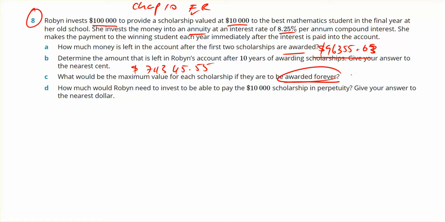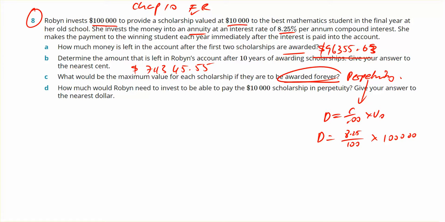What would be the maximum value of each scholarship if they were to be awarded forever? Okay, so awarded forever means perpetuity. It means that the principal always stays the same, but we want to award the same amount every year. It's not $10,000. So for perpetuity, you look at your formula sheet: D equals R on 100 times V0. We want to work out our D value. My R is 8.25. It's per year, so I don't need to divide by anything. Divided by 100 times 100,000.